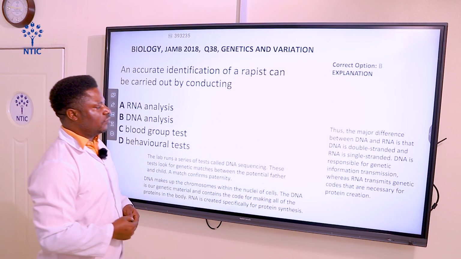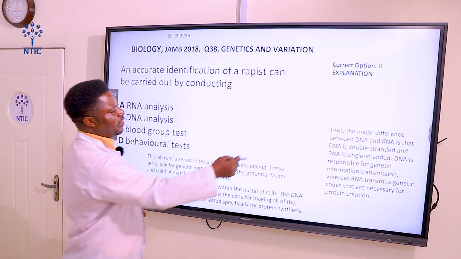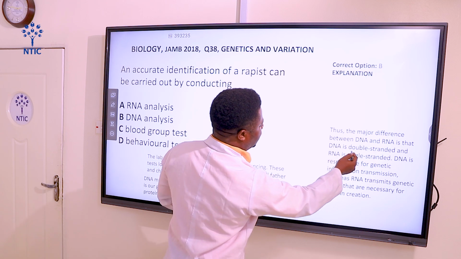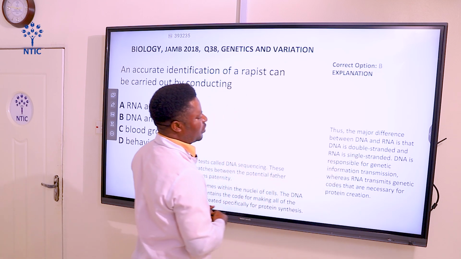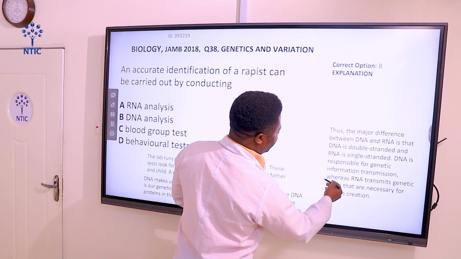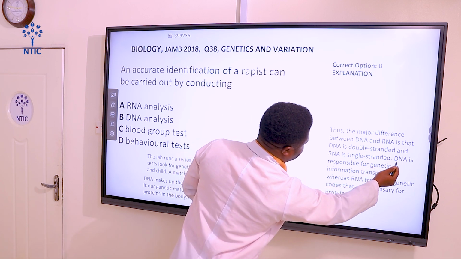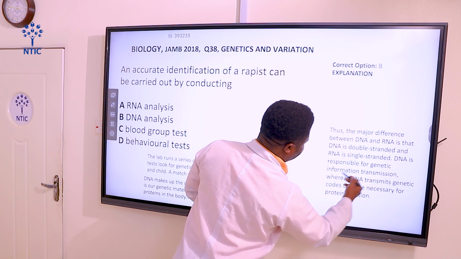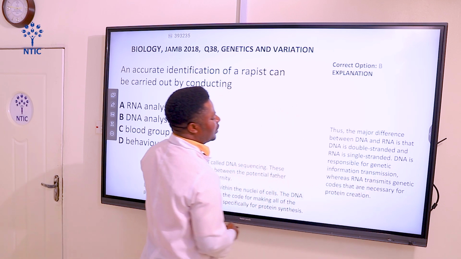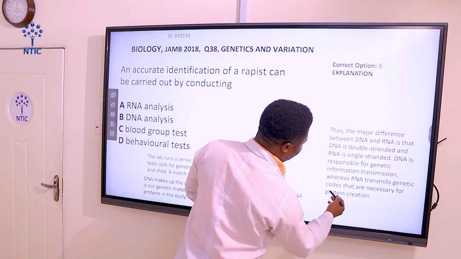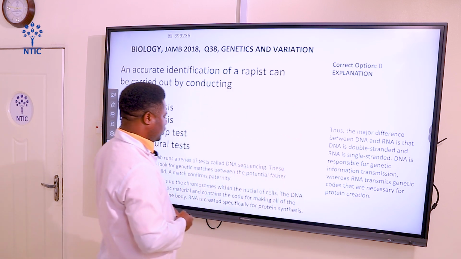We said, thus, the major difference between DNA and RNA is that DNA is double-stranded and RNA is single-stranded. DNA is responsible for genetic information transmission. This is where the point lies. DNA is responsible for genetic information transmission, whereas RNA transmits genetic codes that are necessary for protein creation.